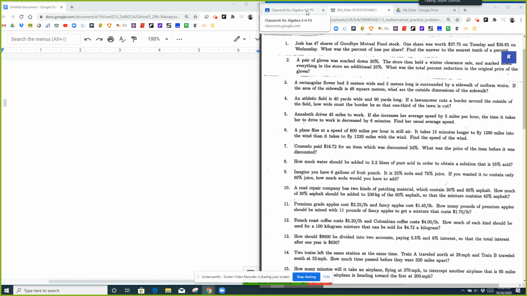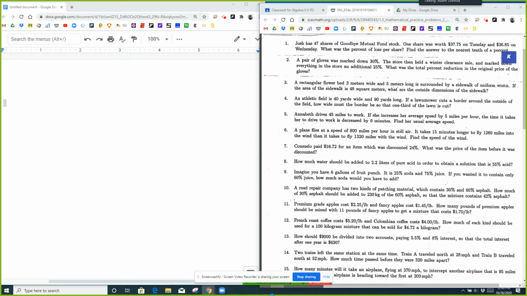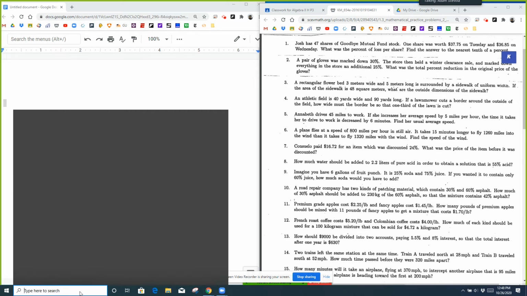Okay, in this question, we are going to look at number 6. A plane is flying in still air. It takes 15 minutes longer to fly 1,260 miles into the wind than it takes to fly 1,320 miles with the wind. Find the speed of the wind.